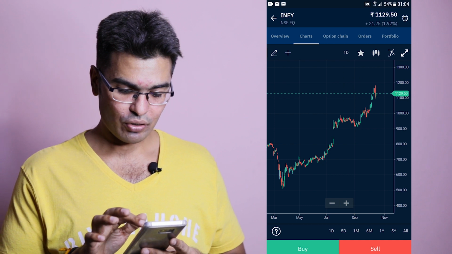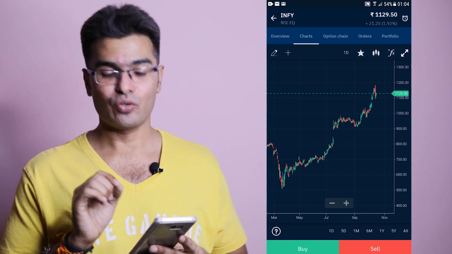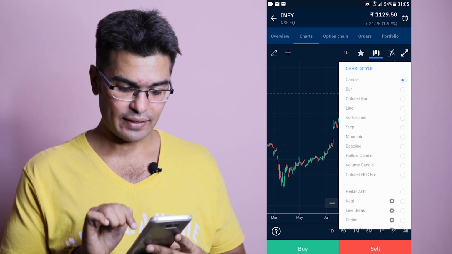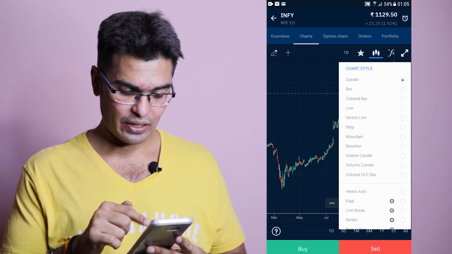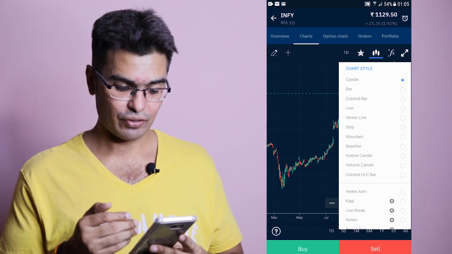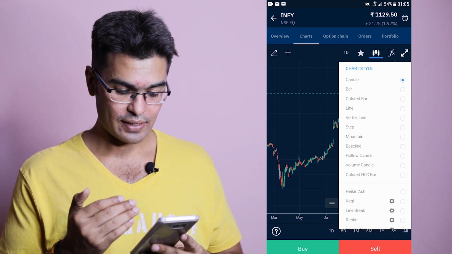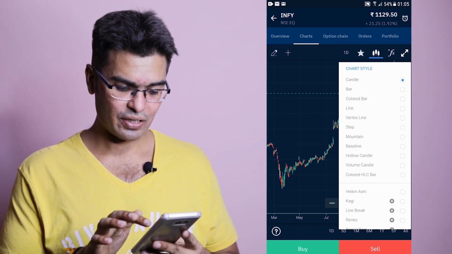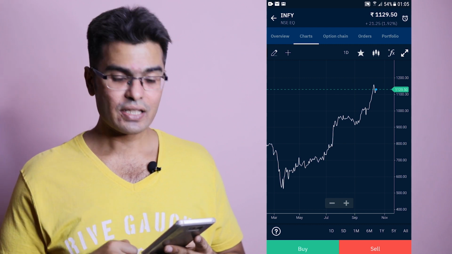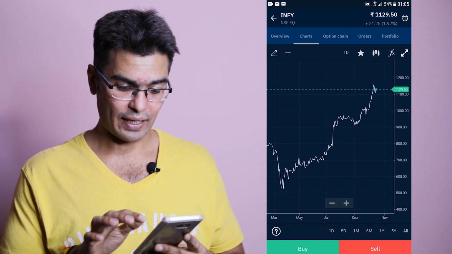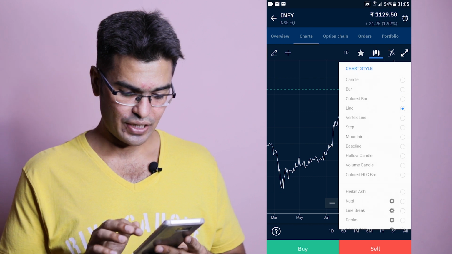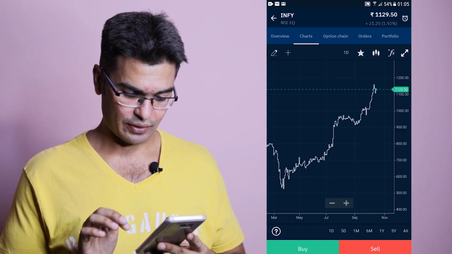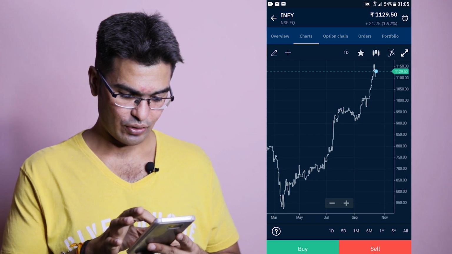Now the second most important option is what is the type of chart you want to see on your screen. So at this place, if you click on to this candles, which we can see on the screen, there are different charts which are available starting from candle, bar, colored, line, mountain. There are a number of charts. So let's say we are interested in seeing the line chart. So this is how this particular stock looks on a line chart. Let's change it to a step chart. So you can see that this is how it looks like.